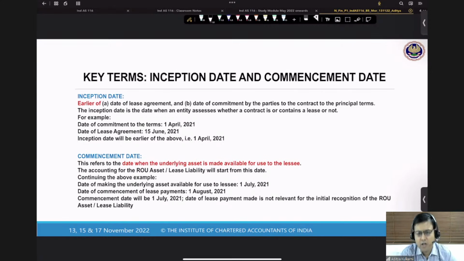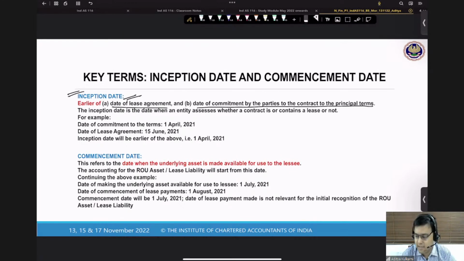Right now, there are two things which we have to discuss. Small definitions, nothing great: inception date and commencement date. What do you mean by inception date? Inception date is the earlier of the date of the lease agreement and the date of commitment to the principal terms in the contract. Your commitment to that is the earlier of the two dates.